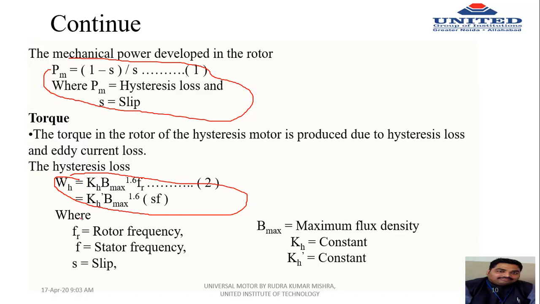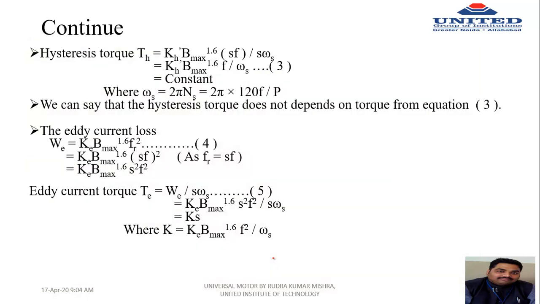Hysteresis loss formula, where Fr is the rotor frequency, F is the stator frequency, S is slip, Bmax is maximum flux density, Ks is a constant, which is also repeated in hysteresis torque. Ts, that is Ks into Bmax to the power 1.6 Sf upon S omega S. Here eddy current power loss is also mentioned, and the torque due to eddy current is also here. The torque due to eddy current is a function of power loss due to eddy current.